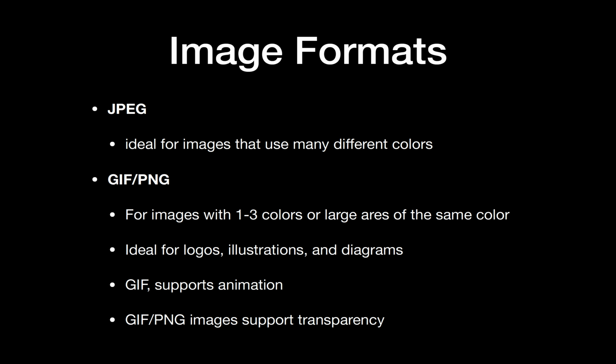Thinking again about your image formats: JPEG is ideal for images that use many different colors. Then there are your GIF and your PNG. A GIF will display a static image, but today we mostly associate a GIF with those animated images. For images with 1 to 3 colors or large areas of the same color, like a spot color for a logo, illustration, or diagram, a PNG is perfect. The GIF supports animation, and the GIF and the PNG support transparency.